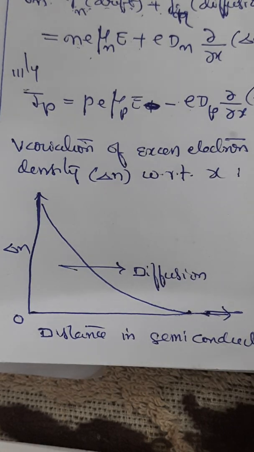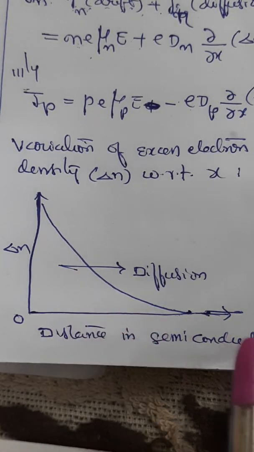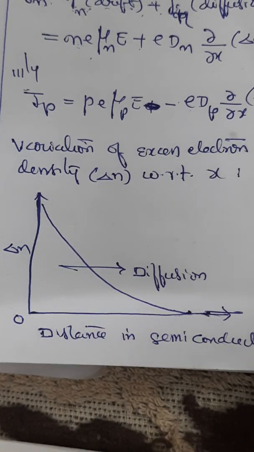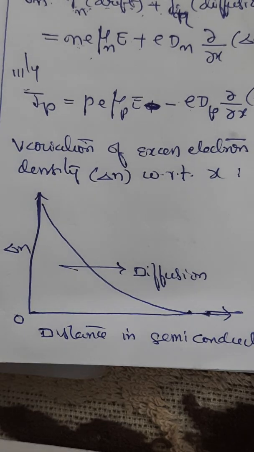This is about drift and diffusion. Based on this, we shall focus on understanding something known as the Hall effect in the next session.